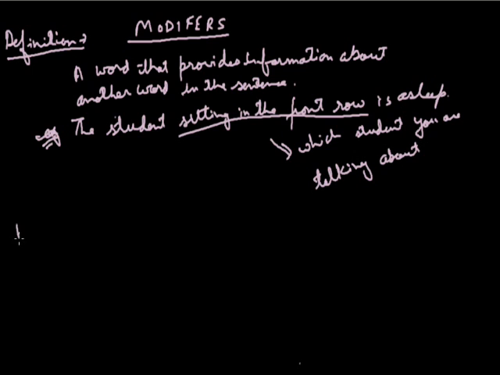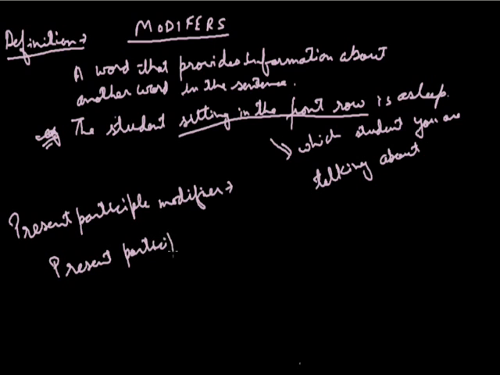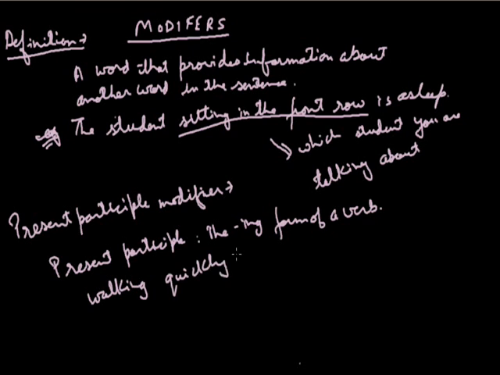Now, coming on to the definition of present participle modifier. Now, present participle actually is the ing form of a verb. For example, walking quickly into the room.